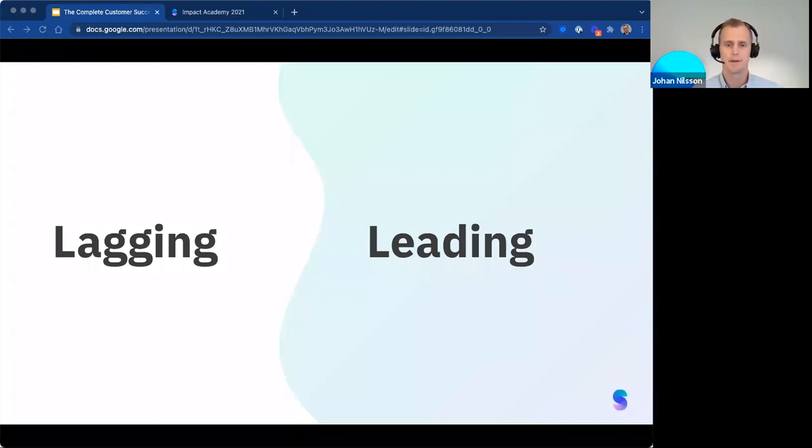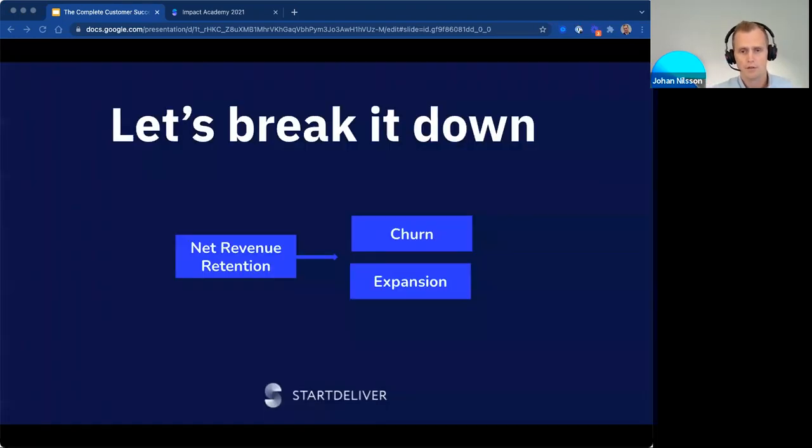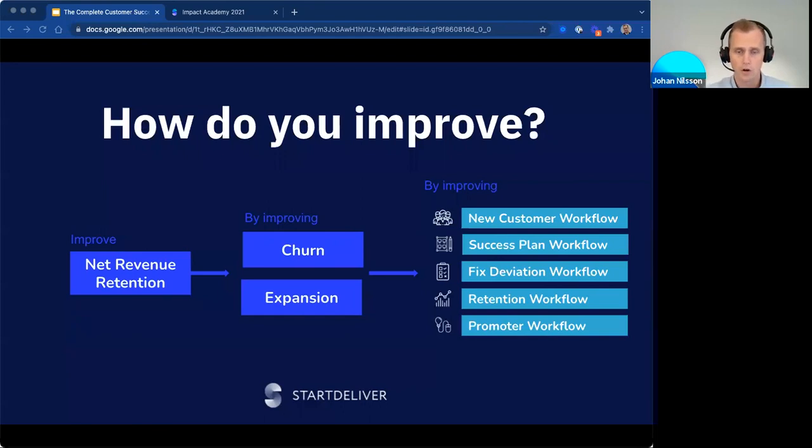In the case of churn, we probably did something wrong or missed something earlier. A leading measurement is something telling us, are we going in the right way? So for customer success, this is super critical. This is the way to drive the business, to make sure we're doing the right things. That, of course, will have an impact on these lagging measurements. So back to this one, we know we want to improve our net revenue retention, and we want to do that by improving churn and expansion.